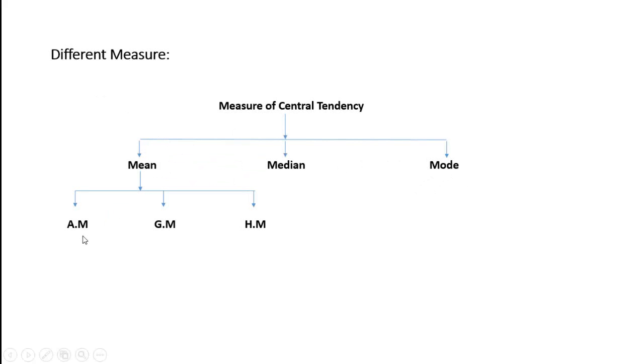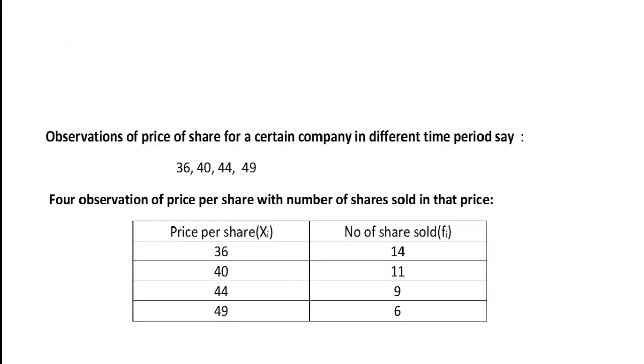Again, mean can be of three types: arithmetic mean, geometric mean, and harmonic mean. We'll discuss each of these concepts one by one with the help of the following dataset. Consider this dataset. Here we have observations of the price of a share for a certain company in different time periods. Say the observations are 36, 40, 44 and 49, and we have observations of price of shares with the number of shares sold at those prices. That is, we have a simple dataset as well as a frequency dataset.